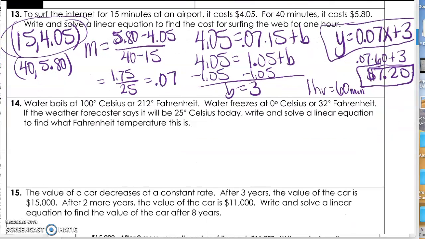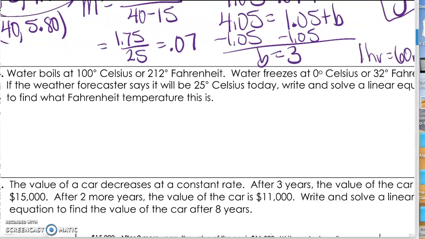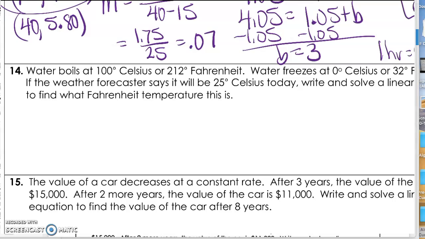Number 14, we're looking at different temperatures. So water boils at 100 degrees Celsius or 212 Fahrenheit. So that's your first ordered pair. And then your second ordered pair is 0 and 32. That's when water freezes.